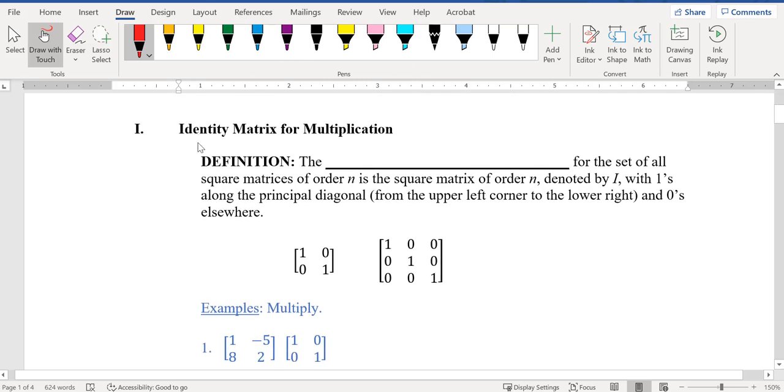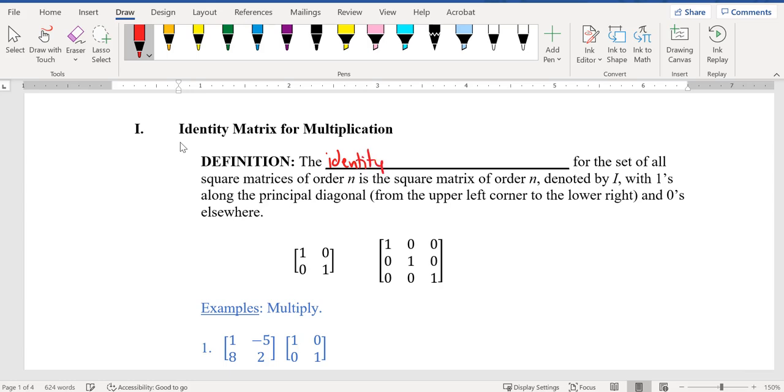The first thing we're going to discuss is the identity matrix for multiplication, and the definition, the identity element for multiplication. So the identity element for multiplication for the set of all square matrices of order n, and remember that a square matrix of order n has n rows and n columns.